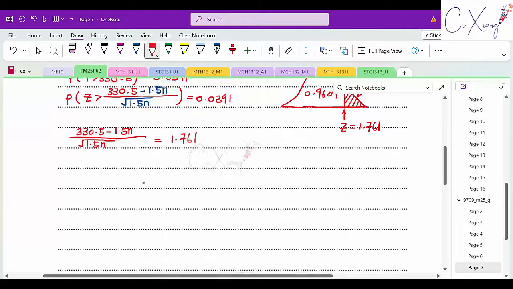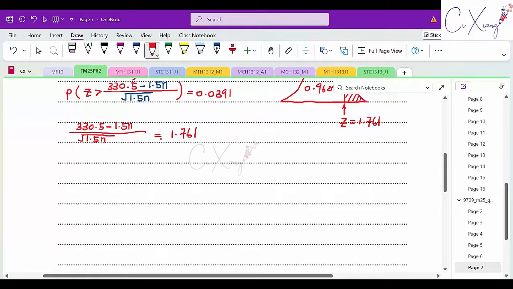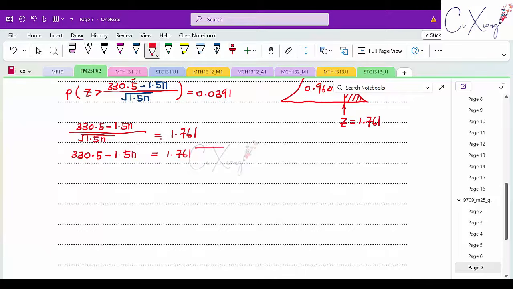So let's continue to solve the equation from here. I know that this is the equation I want to solve. First of all, I bring the denominator to the other side. I think this step is pretty easy, right? Then after that I want to move everything to one side. So I'm having 1.5n, then plus 1.761 square root 1.5n, then minus 330.5, equals to 0.